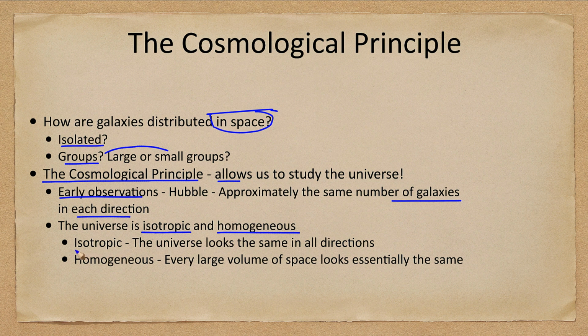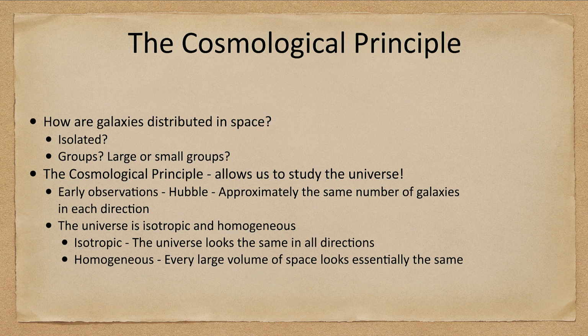What does this mean? Well, isotropic means that it looks the same in all directions. So no matter what direction of the sky you look at, you would see roughly the same number and types of galaxies. It's also considered to be homogeneous, so every very large volume of space looks essentially the same. Now we're talking about tremendous volumes of space there, not just around galaxies, but around massive galaxy clusters and filaments of galaxies that we will look at.